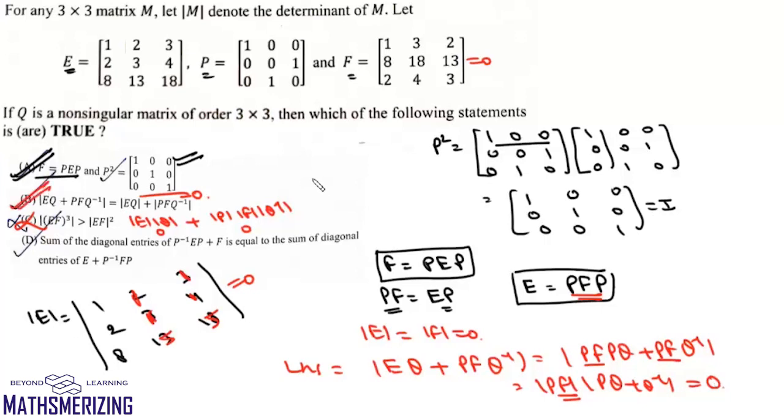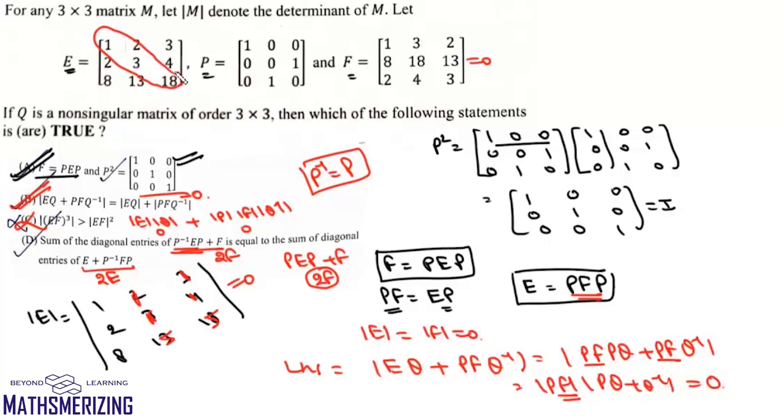Now since P square equals I, that means P is self-inverse. So P inverse is equal to P. So this P inverse EP plus F is PEP plus F, and PEP is nothing but F. So it will be nothing but 2F. So this entry is 2F, and the same way this is 2E. Now sum of diagonal entries of E is 18 plus 1 plus 3, which is 22, and diagonal entries of F is also 22. So that means this option D is also correct. So the correct options are A, B and D.